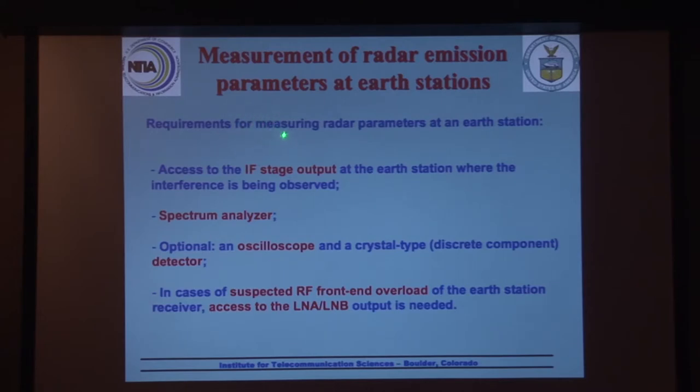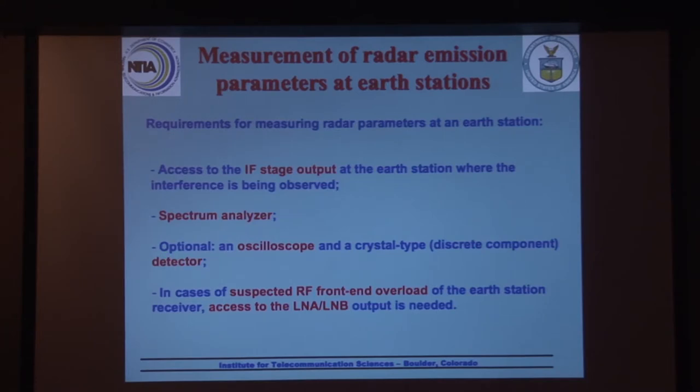If you're going to measure the radar characteristics in an earth station link, you're going to have to, first of all, get access into the earth station. Secondly, you got to get access to the IF stage output of the receiver. Then you will need to have, when you get to the earth station, your spectrum analyzer for sure. Optionally, it's good to have, if you can get it, an oscilloscope and a crystal type, that is to say a discrete component, one that you can put in your hand, detector.